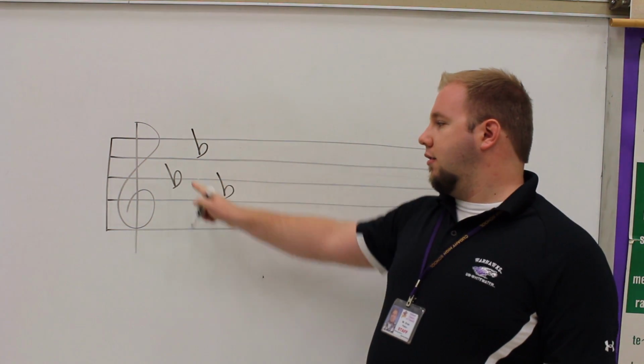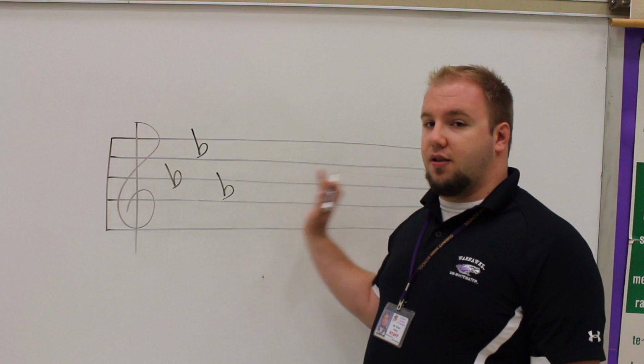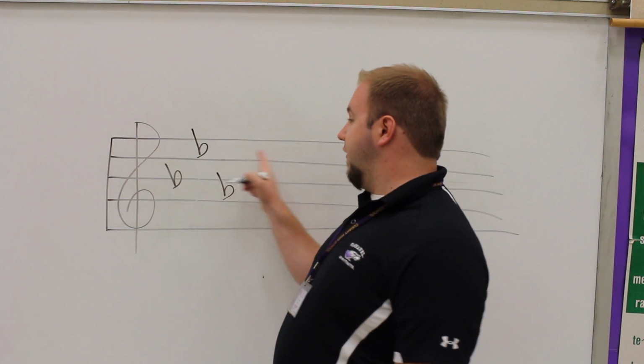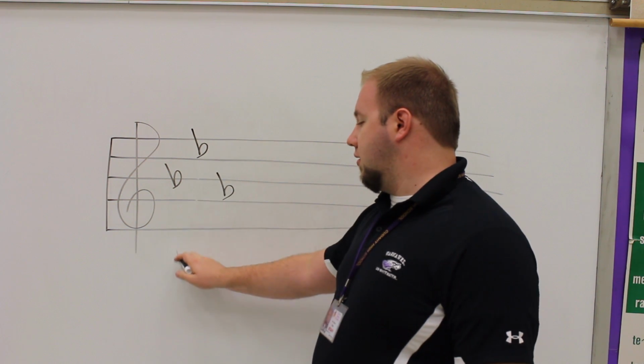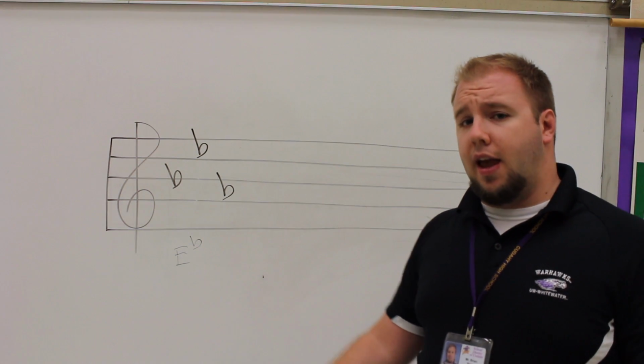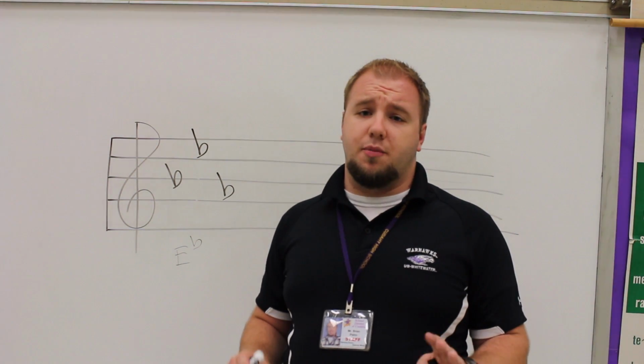Second to last flat: this is the last, or farthest to the right, and this is the second to last. This one is E flat, because it's on the space of E, so this would be E flat. And if you ever have any questions about this, please come see me.